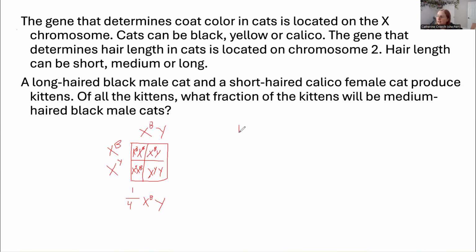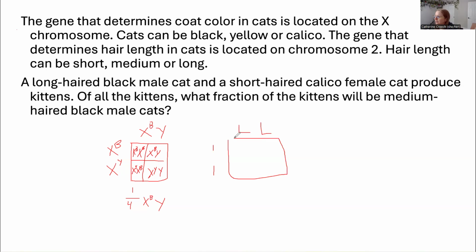So we have a long-haired cat, dominant trait, 2 of them, except we know that we have medium and short, so it's probably incomplete dominance or co-dominance. And then the female cat is short-haired, so we'll do little l, little l.